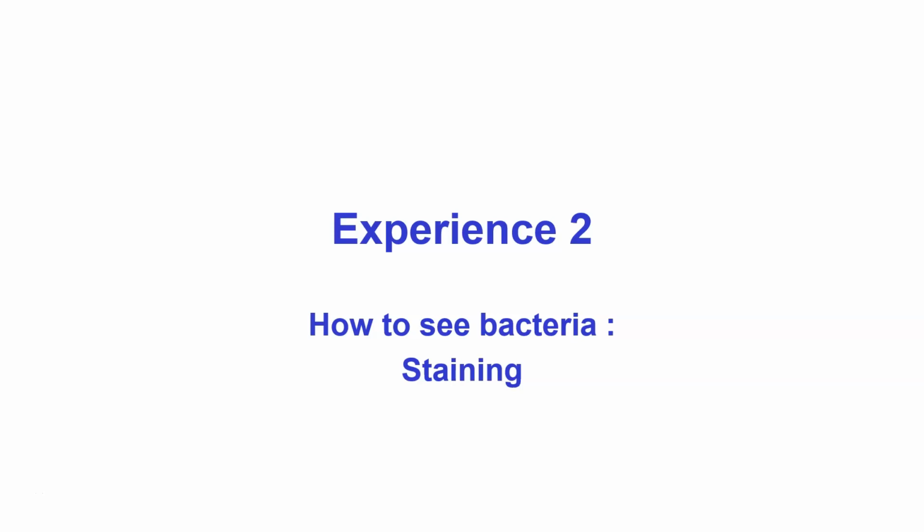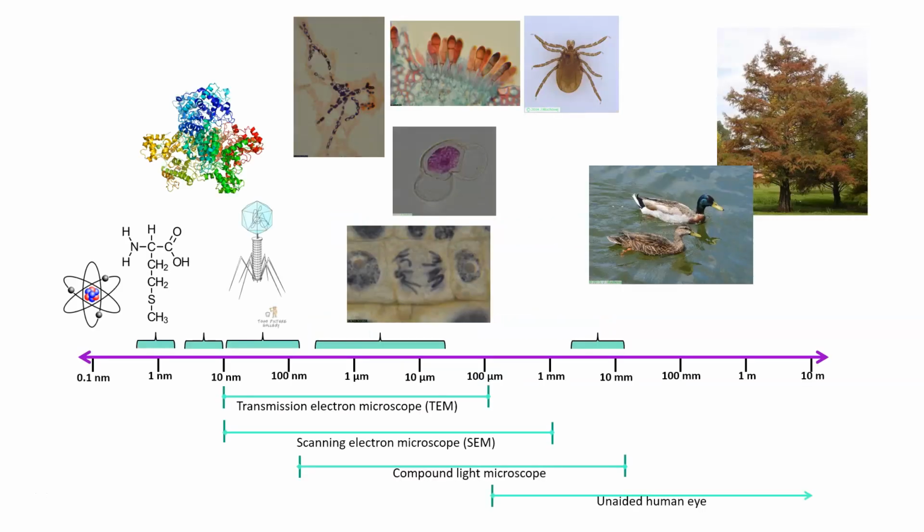We're going to start looking at what's important in Experience 2, and basically Experience 2 says, how do we see bacteria? We talk about staining. When we look at the size of things that we're going to deal with, you can see over here all sorts of things that go from the tiny little atom on the left-hand side all the way up to a great big tree. Depending on what it is, we need different ways of being able to observe it. This uses different types of microscopes.